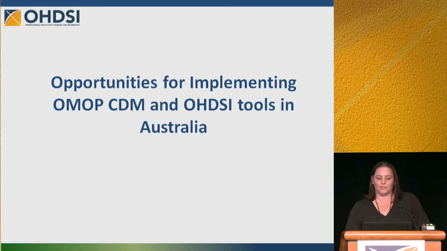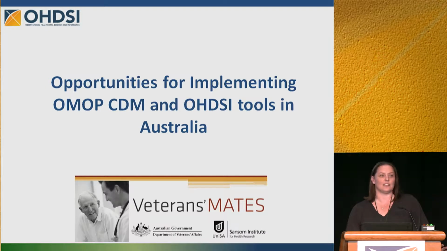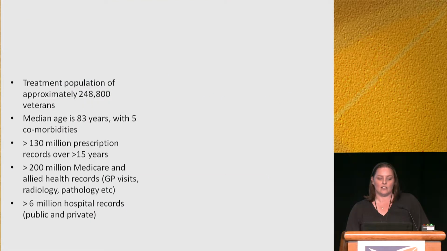So the opportunities for implementing OMOP in Australia, the big thing for me is the program that I helped to run, which is called the Veterans MATES program. So the DVA dataset is a small dataset in the scheme of things for Europe, but it is quite a rich data source for us. It's an elderly population of veterans and their spouses, 130 million prescriptions over 15 years, and lots of GP visits, and all the hospitalisation records, both public and private.